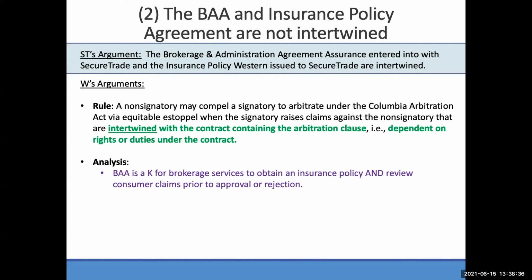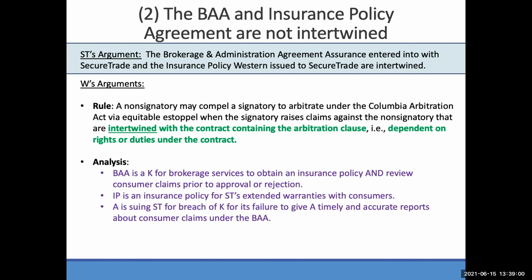As for our analysis, you would pull out the purple facts, or the relevant facts, which are in purple. The BAA is a contract for brokerage services to obtain an insurance policy and review consumer claims prior to approval or rejection. That's the first contract. The second contract we're dealing with is the insurance policy, which is a policy for Secure Trade's extended warranties with consumers. A is suing for breach of contract for failure to give A timely and accurate reports on consumer claims under the BAA, the first contract, the brokerage agreement.